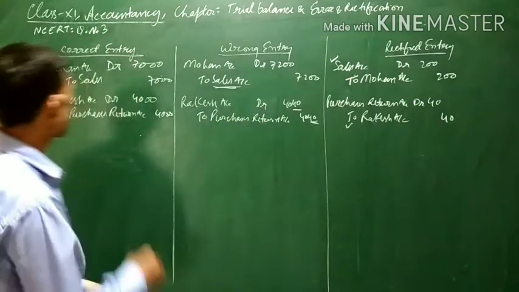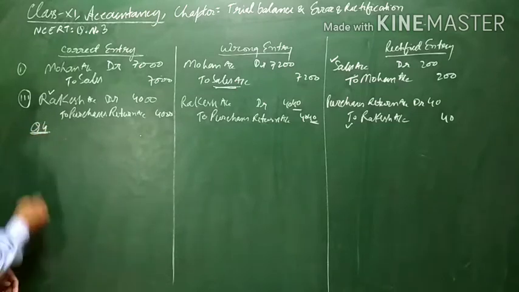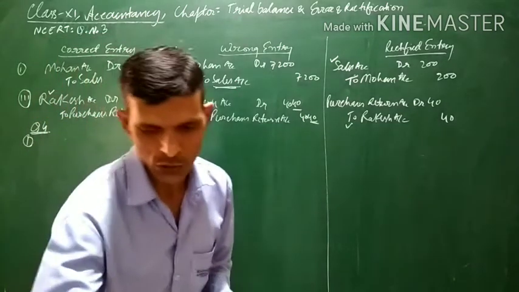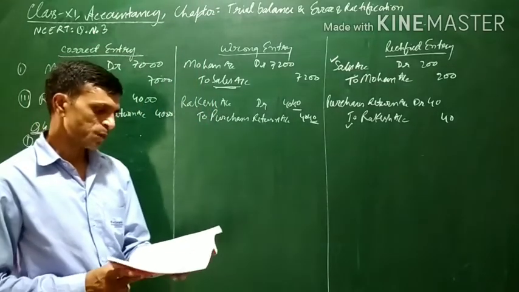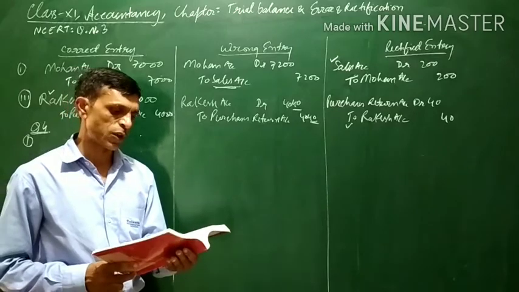Now let us come to question number 4. This was question number 3. Now question number 4, the first one again. We will be doing the first one as well as the third one also. Question number 4: salary paid 5,000 was debited to the employee's personal account.